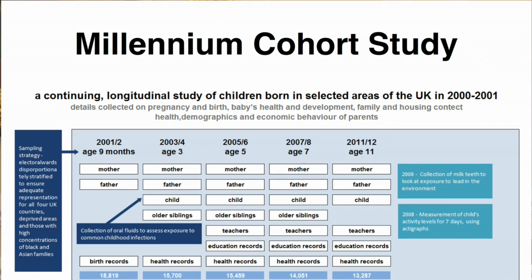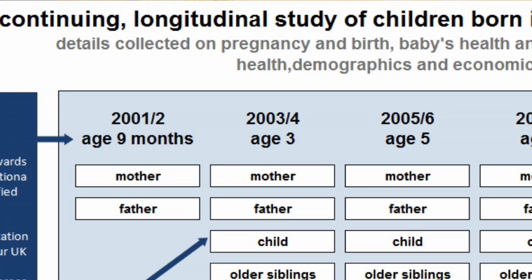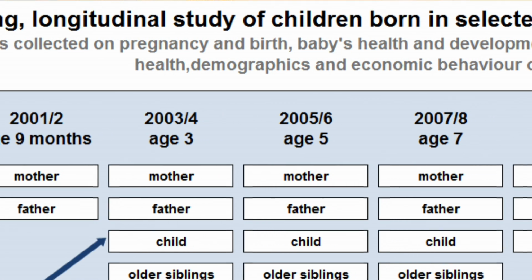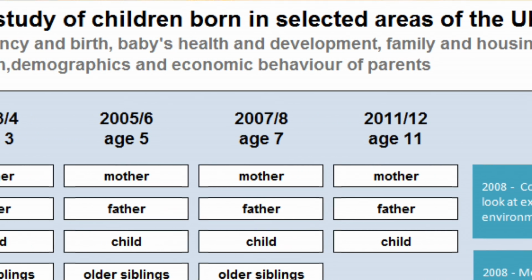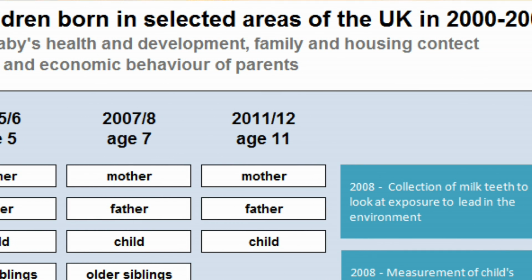So just to give an example of what that looks like, we're going to look at the Millennium cohort study, which has been following 19,000 children who were born in 2000 to 2001. We've interviewed them, we visited them, I should say, at 9 months, 3 years, 5 years, 7 years, 11 years, and we're currently in the field now at age 14.